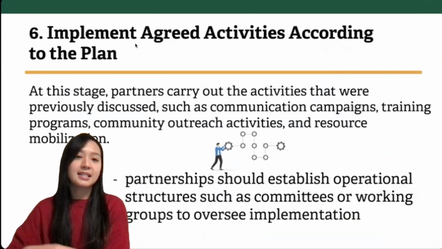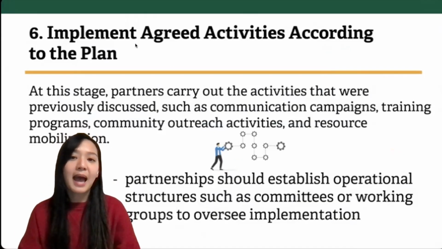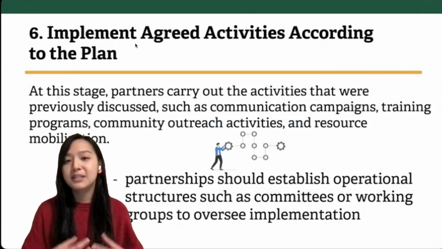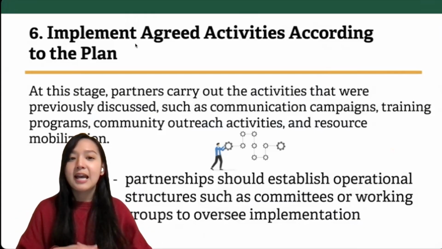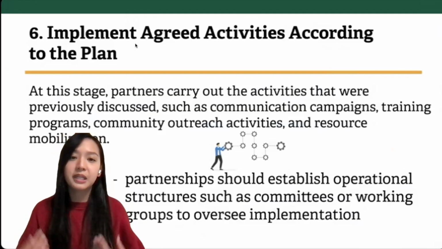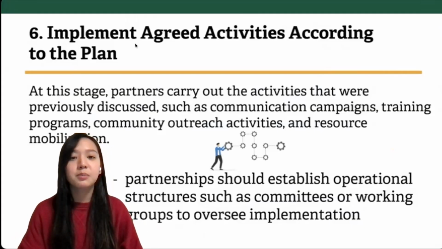First, number 6: implement agreed activities according to the plan. After partners agree on a common plan, after they have a specific plan, of course, the next step is implementation. At this stage, partners carry out the activities that were previously discussed, such as communication campaigns, training programs, community outreach activities, and resource mobilization.